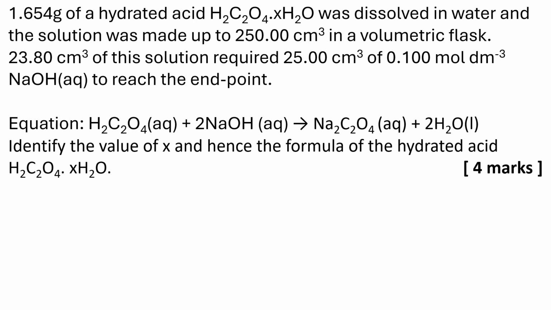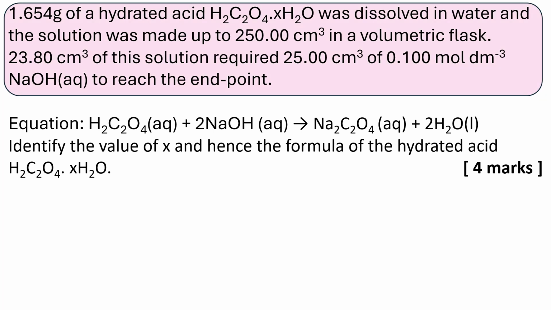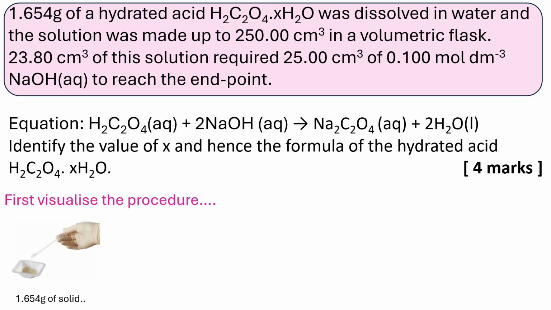Looking at the procedure in the description, it's a good idea to try and visualize the various stages of the procedure in your head. You can write it down or scribble it down at the side of the exam paper on a spare piece of paper. It doesn't matter where you put it because it's not going to be considered by the exam marker, but it'll help you as the candidate visualize what all of those bits of information mean. So you start with 1.654 grams of a hydrated acid. That's probably going to be put into a weighing boat before it's put into some water, and the weighing boat would be rinsed to make sure all of the solid goes into the water.